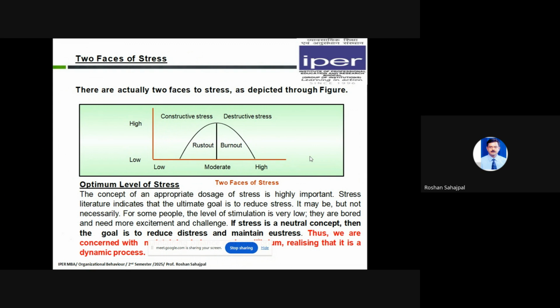Fine. So as we have seen, there are two phases of stress. First one is positive stress or eustress. It is also called constructive stress. And the second one is called destructive stress. That is, beyond the optimum level, if the stress is continued, then it enters the domain of negativity, and therefore it's called destructive stress.